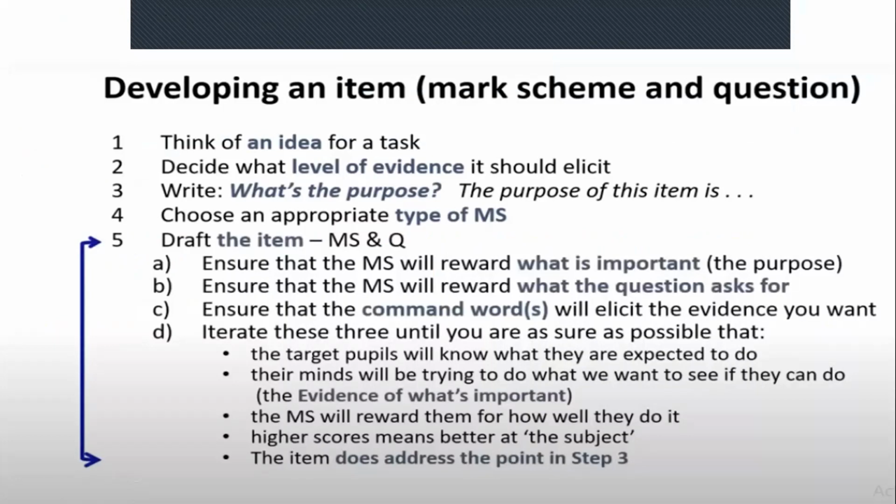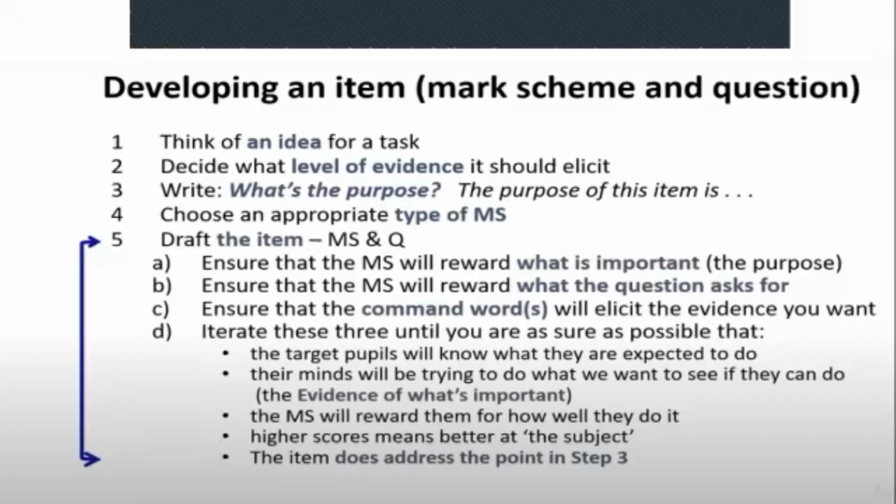With this, you will also think and decide what is the level of evidence that should be elicited during this process. The kind of evidence can be, what kind of evidence do we want from them that will prove to us that their competencies have been achieved. Then you're going to write the purpose of that item. While you're writing it, you must also choose and perfect an appropriate type of marking scheme.